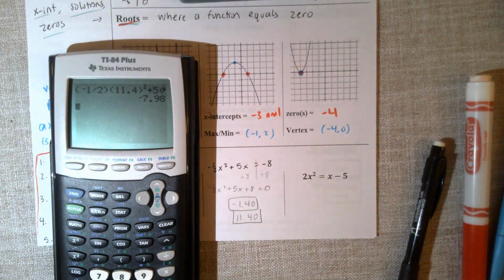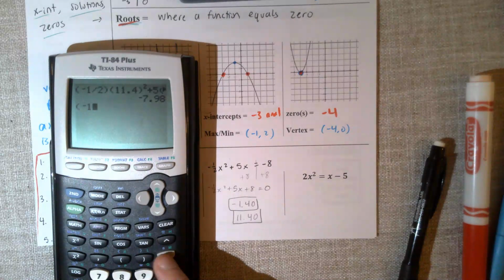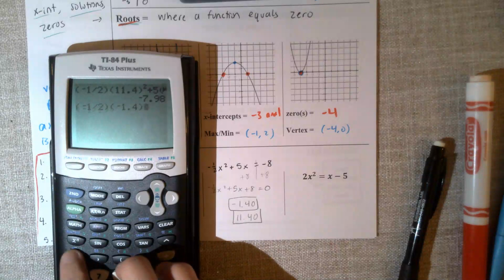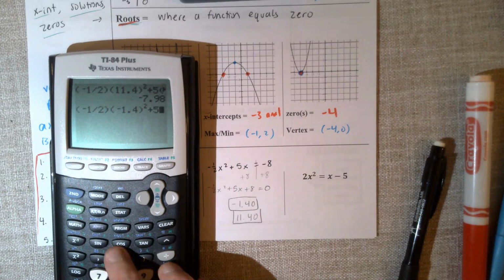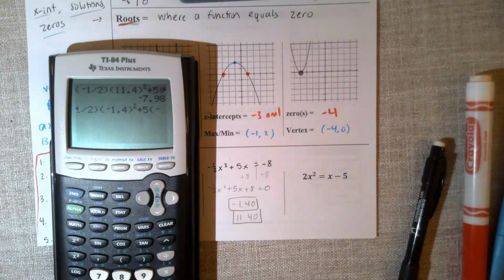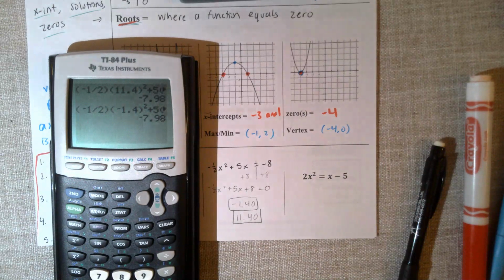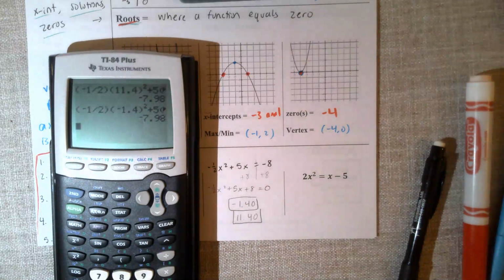And then let's try the other one. -1/2 times -1.4 squared plus 5 times -1.4, just about. So not super exact because we rounded it. If we had put the entire decimal, it would have been more exact, but it's a good way to check.